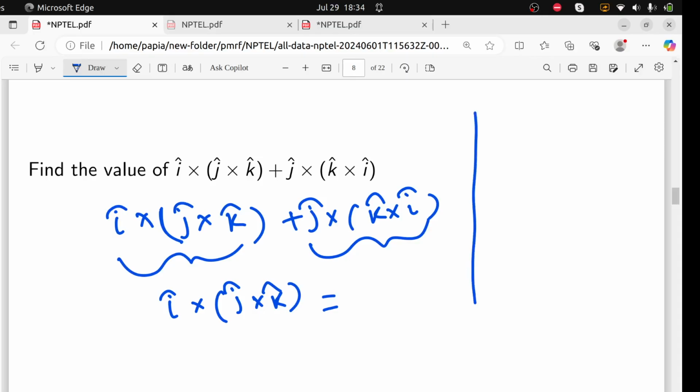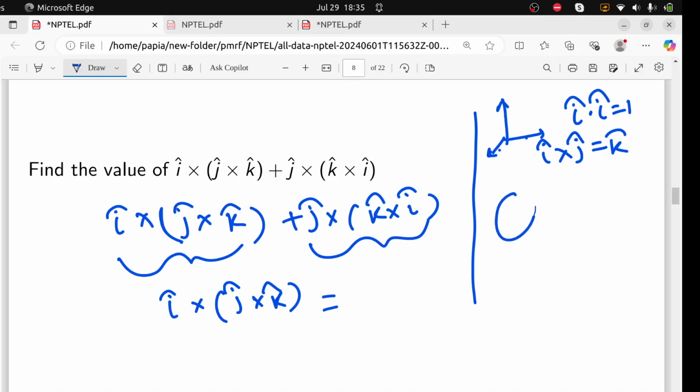As I told, what are i cap, j cap, k cap? i cap, j cap, k cap are the unit vectors along the x axis, y axis and z axis. And as in our 3D coordinate system, we are taking the x axis, y axis and z axis perpendicular to each other. So that means i cap dot i cap is 1, i cap cross j cap is k cap, like that. And this is a cyclic rule. If you just know the cyclic rule, then it will come.